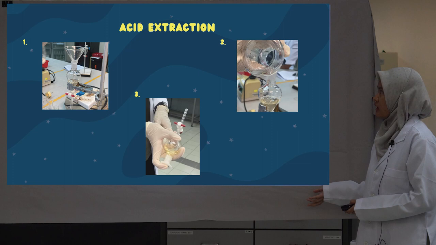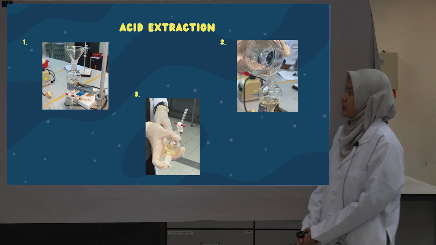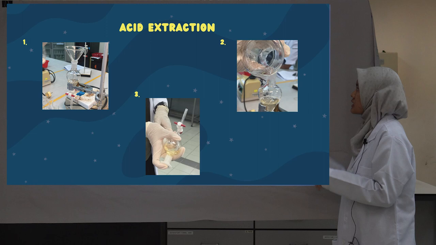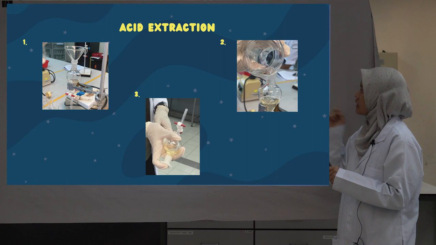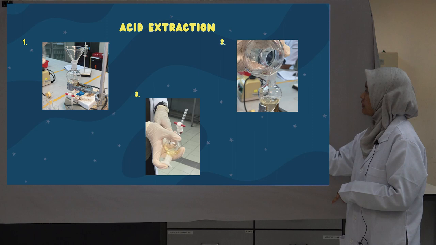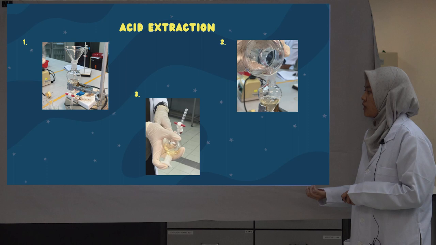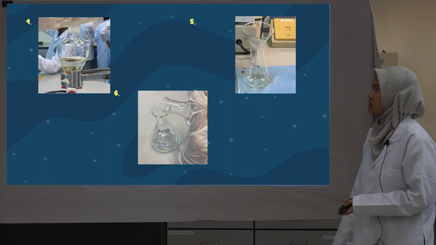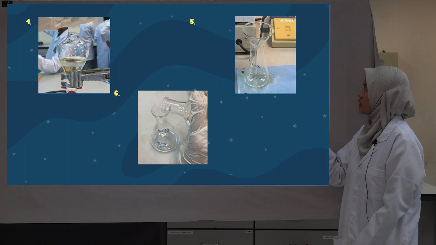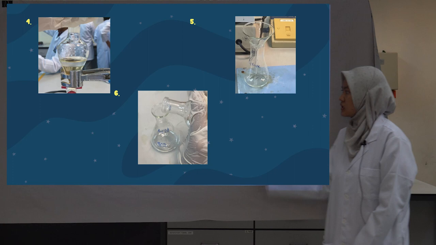Then for the acid extraction, first, we have to support the separatory funnel using the retort stand, close the stopcock and pour the mixture inside the funnel. To extract the acid, we add 10 ml of 5% sodium hydroxide inside the funnel, close the stopcock and shake vigorously several times while cautiously releasing the pressure by opening the stopcock. Then allow the layers to separate and run off the bottom layer, which is the DCM solution, into the mixture flask, and pour the other layer, which is the aqueous sodium hydroxide solution, into the acid flask.